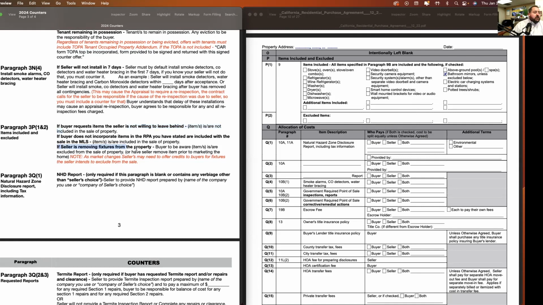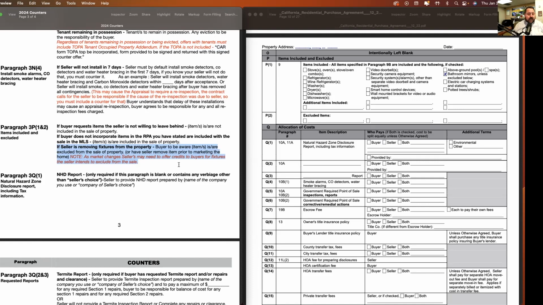Now, if you're going to remove something that should be a fixture and should be included, buyer to be aware, items is or are excluded from the sale of the property. Or you can, without having a counter, if it's something that's supposed to be included, a light fixture, ceiling fan, something that's supposed to be plants, you can either have your seller remove them prior to marketing the property, or you have to make sure that you counter them, that they're not going to be included.